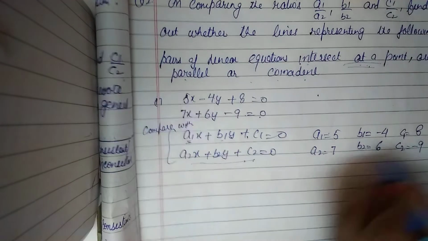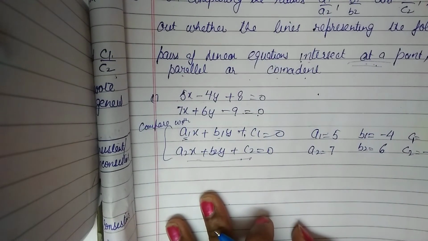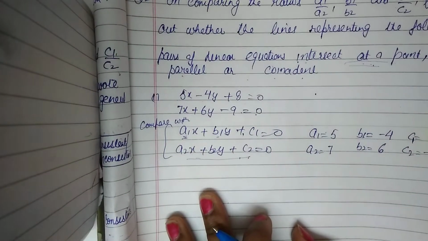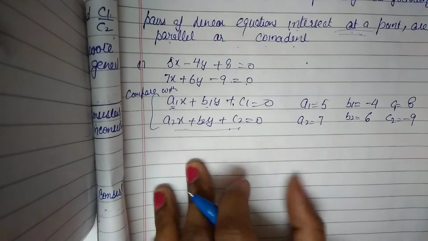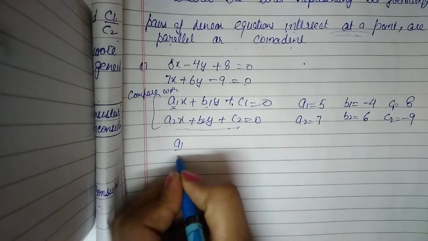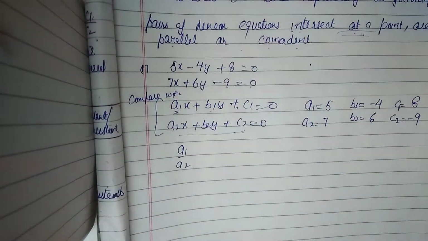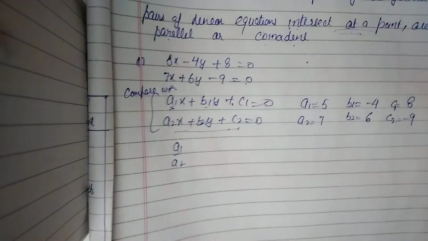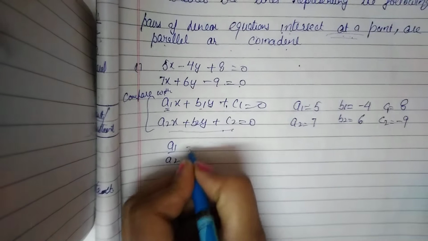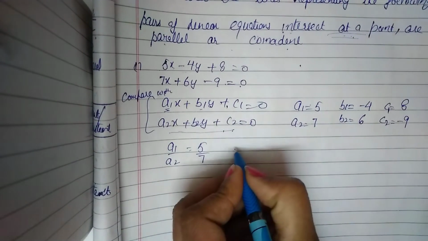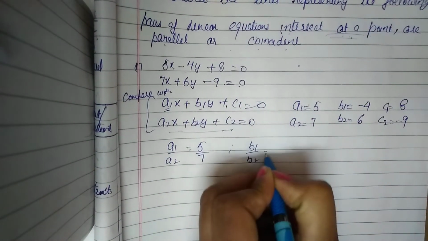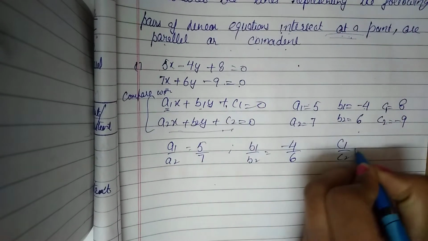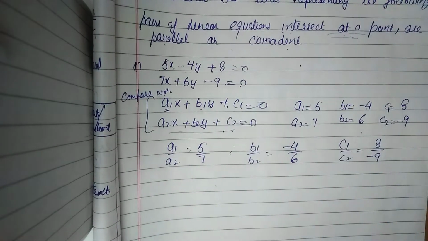Now we compare the coefficients of x, y and the constant terms. Let us see their ratios. Now find the ratios. a1 upon a2 means 5 upon 7. Now b1 upon b2 means minus 4 upon 6. c1 upon c2 means 8 upon minus 9.